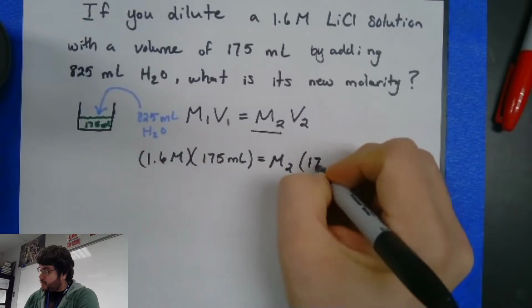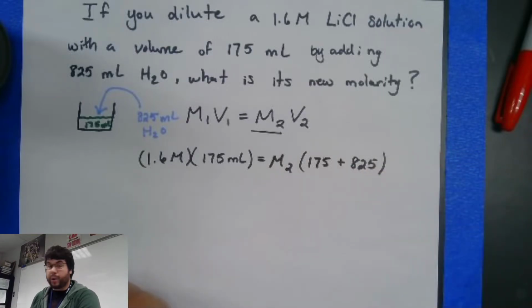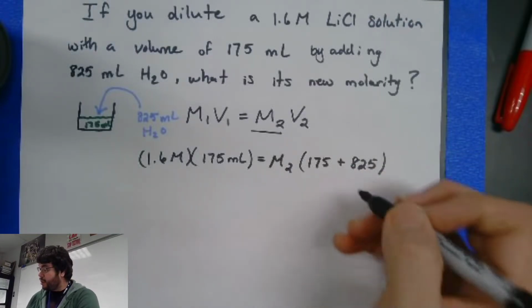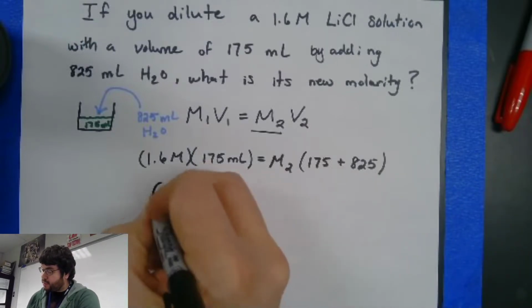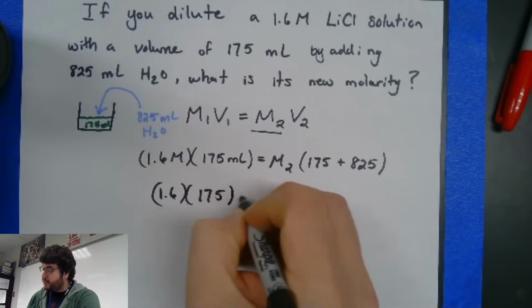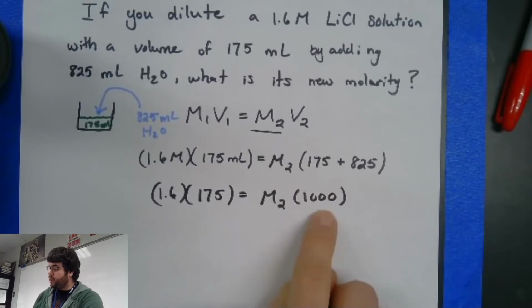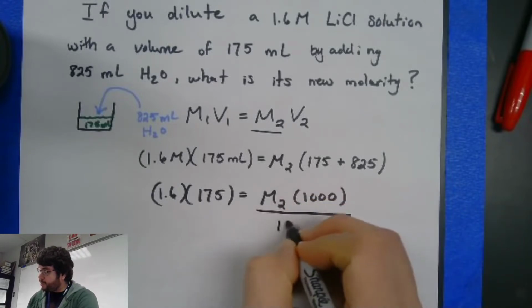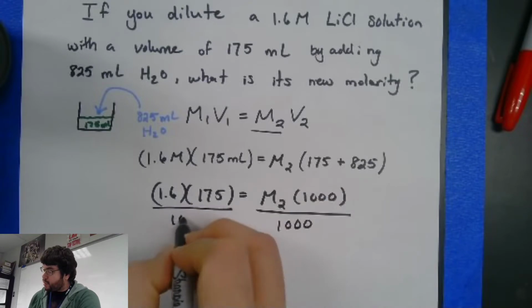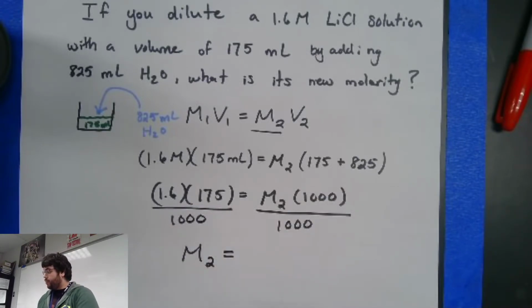So that's going to be 175 plus 825. Okay, and if you do the math there, that is 1,000. So I'll rewrite it. So 1.6 times 175 equals M2 times 1,000 milliliters. This is molar, this is milliliters, this is milliliters. So to find M2, it's just a simple algebra problem there. Divide by 1,000 on both sides, so M2 is equal to, and then we can do that on our calculator.